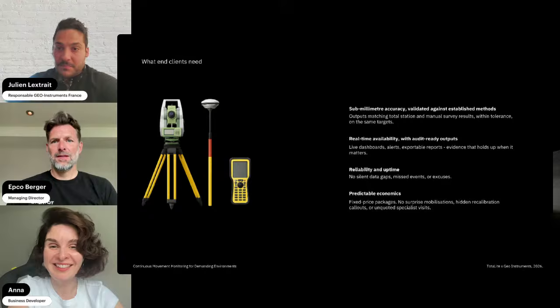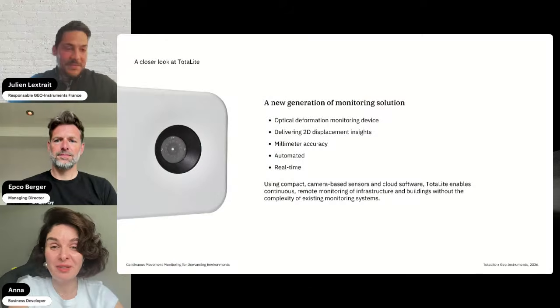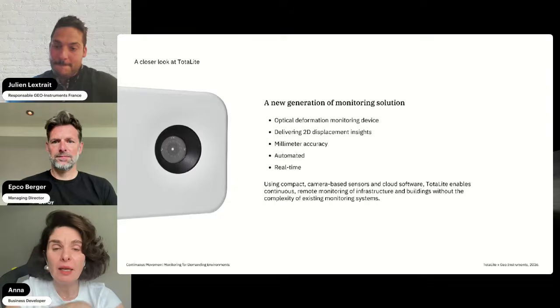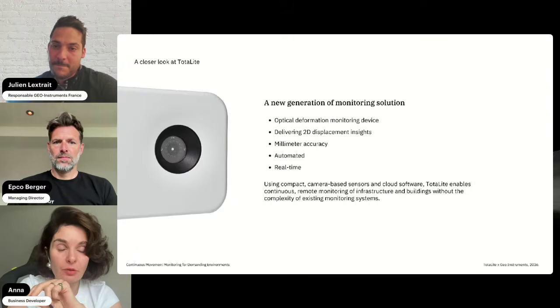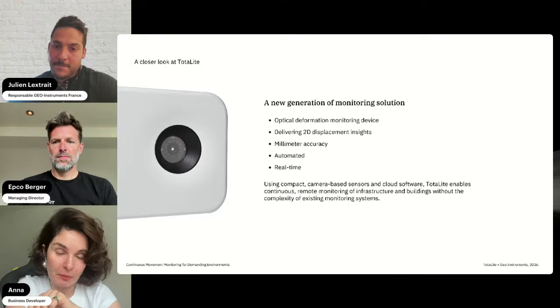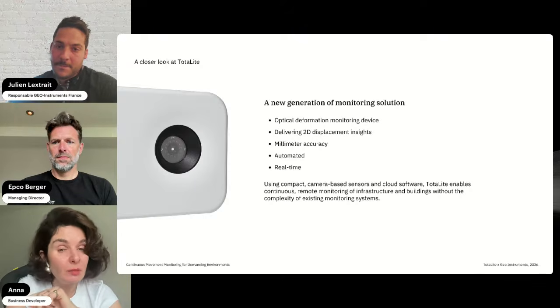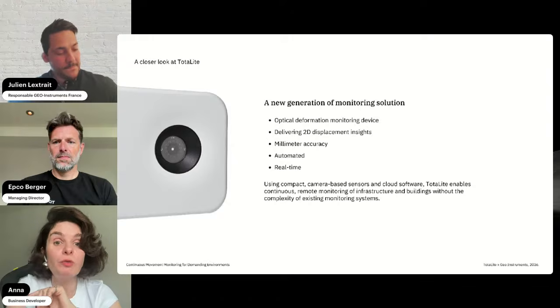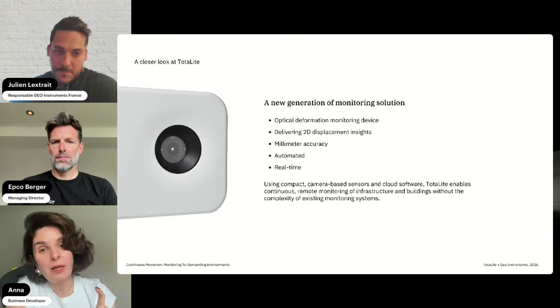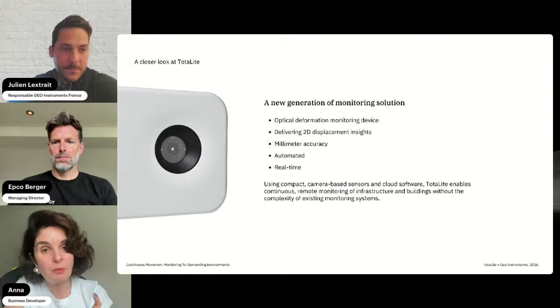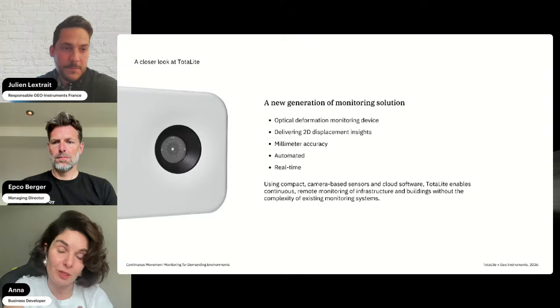Next slide, please. Yeah, nice. Thanks, Julien, because addressing these challenges is at the core of TotaLite design. So what is TotaLite? This is an image-based sensor for continuous remote displacement monitoring. TotaLite provides sub-millimeter accuracy, starting from 0.5 millimeters, which is quite comparable to total stations. TotaLite also delivers reliable 2D displacement data, capturing both horizontal and vertical movements.